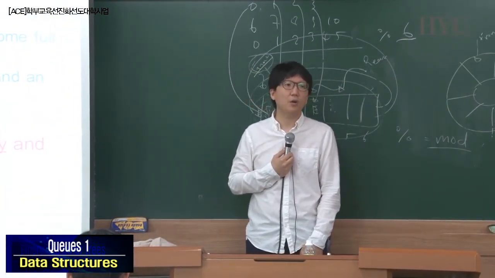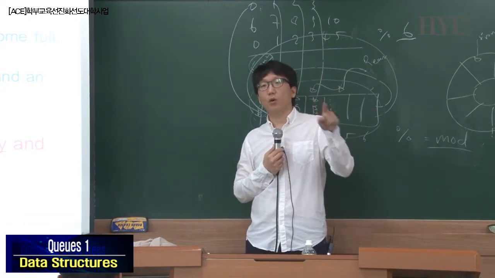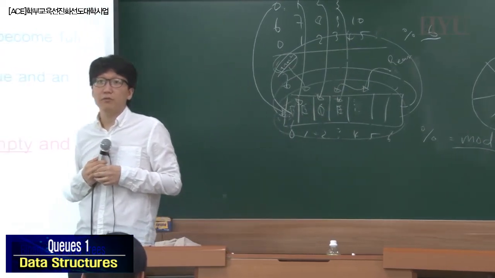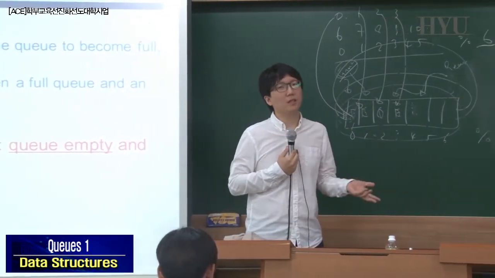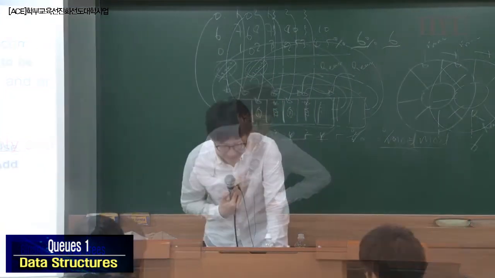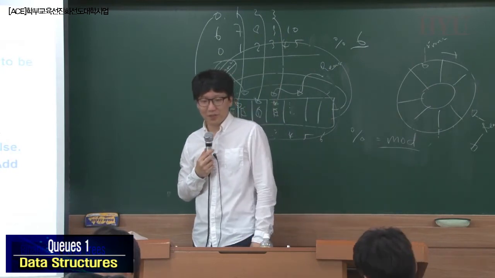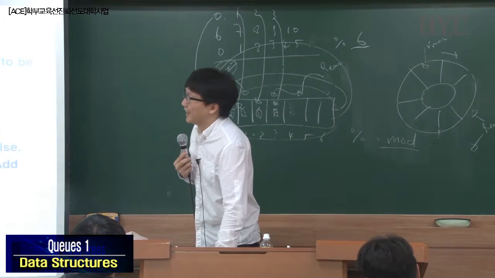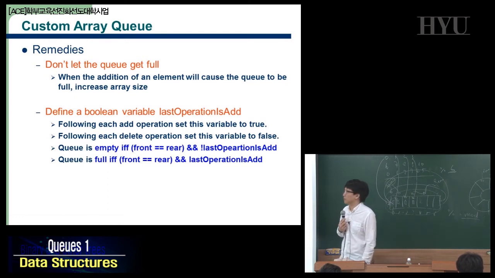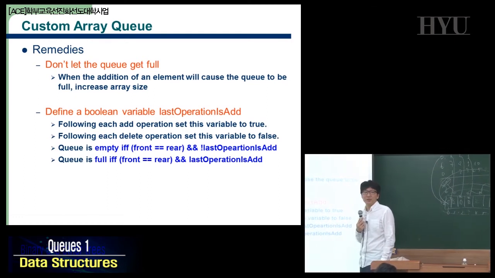So the question comes, how do you tell the difference between the queue being empty or full? We only have one signature for that at this moment: rear and front values are equal. How can we make a difference between the two cases? When the addition of an element would cause the queue to be full, increase the array size. If you're going to do too many additions, then make sure you have enough array size, so let's try to be safe. So increasing the array size is one obvious solution to this.